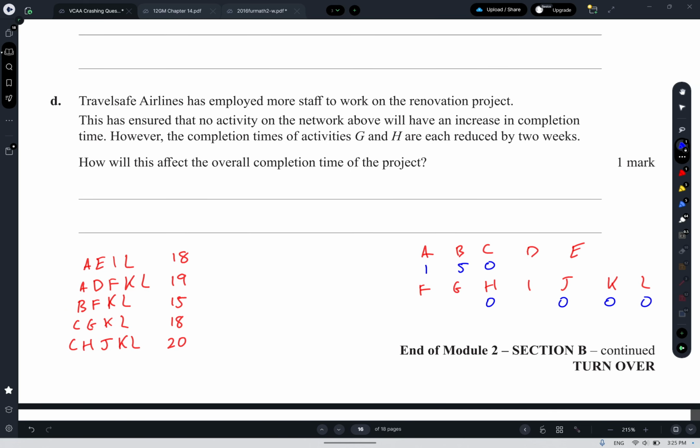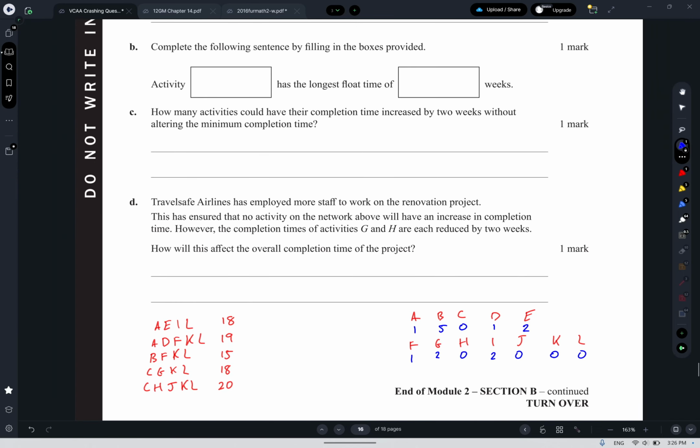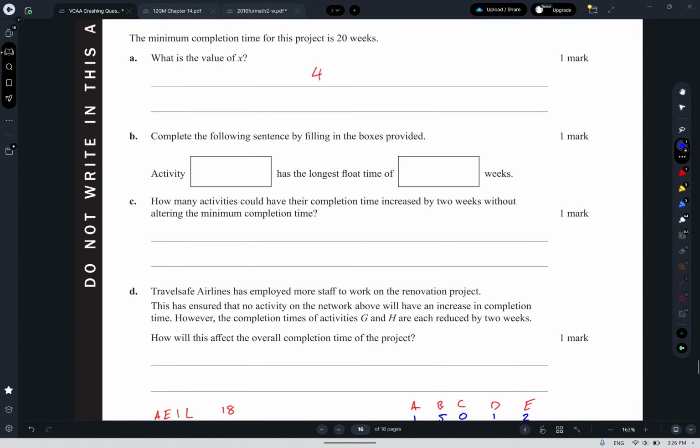The longest route that D is on is 19, so it's got a float of 1. E is 18, so it has a float of 2. F is 19, so it has a float of 1. G, longest route is 18, so it has a 2. Longest route for I is 18, so it has a 2. So that's all my float times. It's just another nice way to do it.